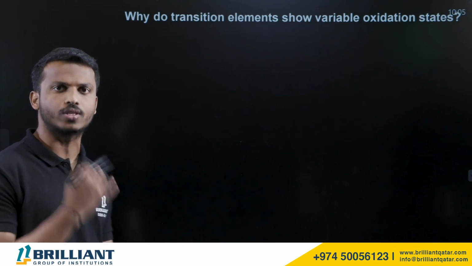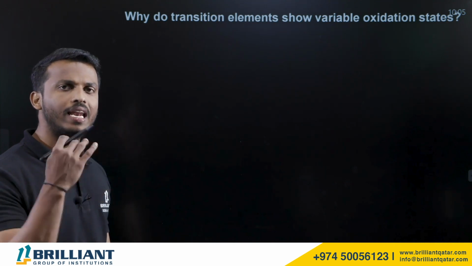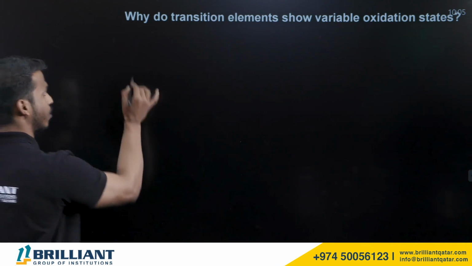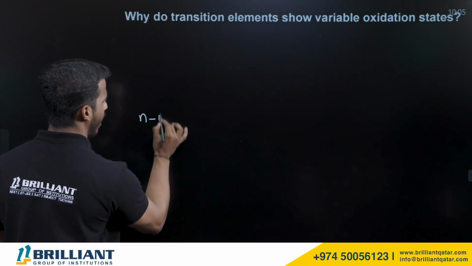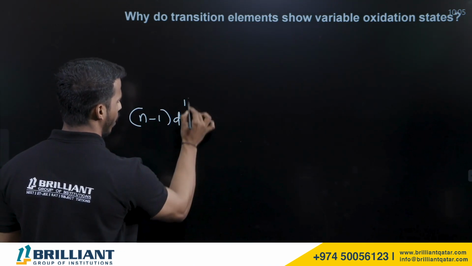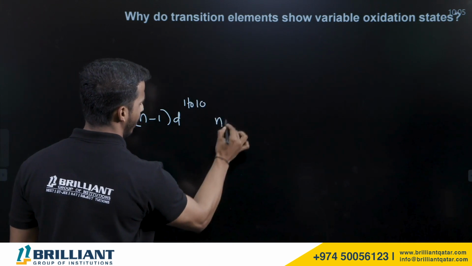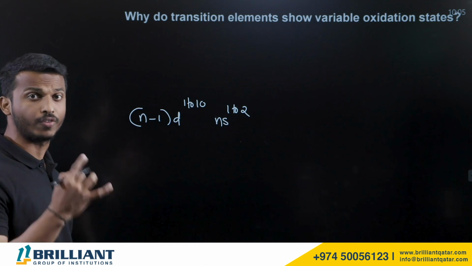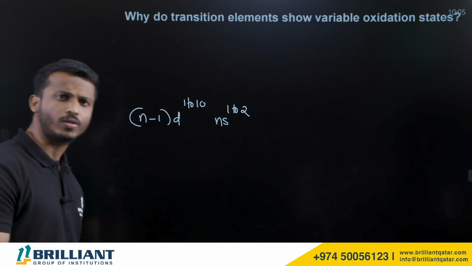If they ask this question, directly write the general electronic configuration of D block elements. What is the general electronic configuration of D block element? (n-1)d 1 to 10 and ns 1 to 2, right? This is the general electronic configuration of which one? D block element. Why did we write this?